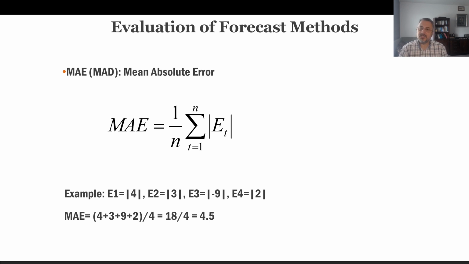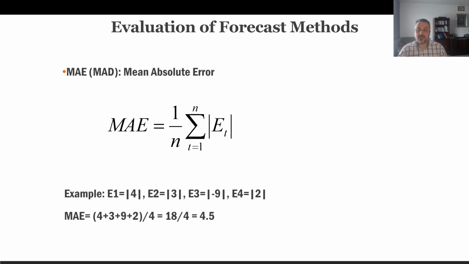After discussing the limitations of mean error, we turn to a more reliable measure, what we call the mean absolute error, or MAE. MAE addresses the issue of error direction by considering the absolute value of errors. This means both overestimation and underestimation are treated equally, providing a more accurate picture of forecast accuracy. MAE is calculated by taking the average of these absolute errors.